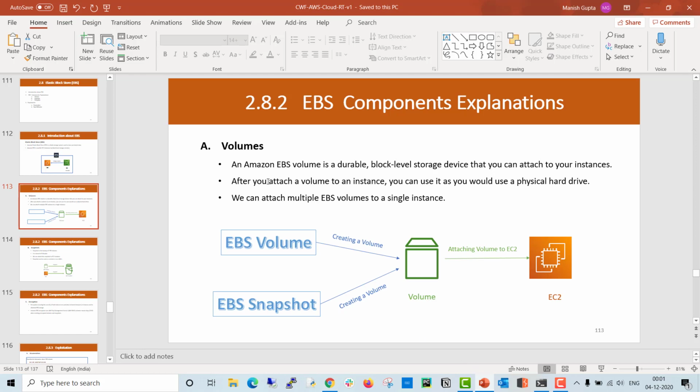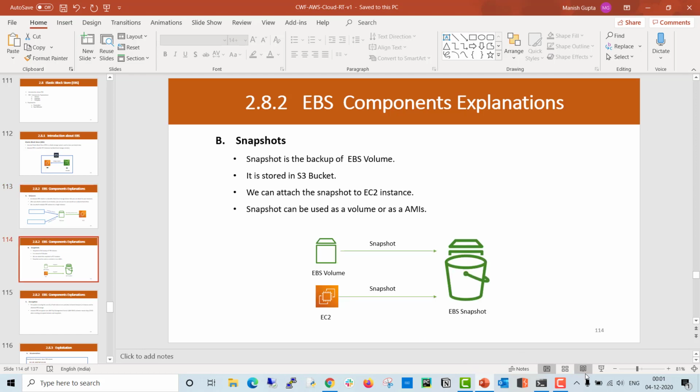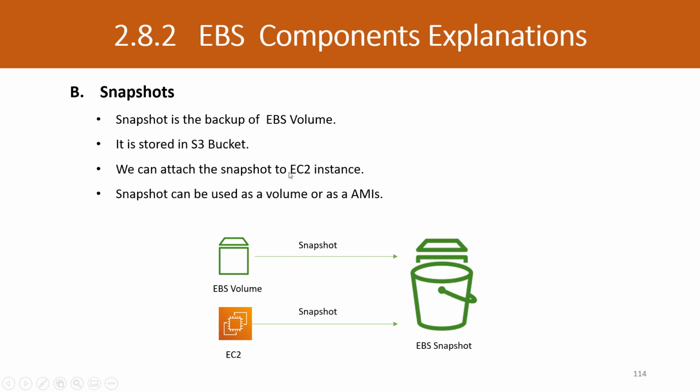Okay, so this is all about the volume. Let's discuss the second thing, snapshot. Basically, a snapshot is a backup of an EBS volume. Suppose you have data and you want to take a backup of that data, you can create a snapshot. You can create a snapshot of a running instance. Suppose there is an EC2 instance where we attach EBS, you can create the snapshot from there. Second, you can create a snapshot of a newly created volume. It's stored in an S3 bucket, but it's not publicly accessible.